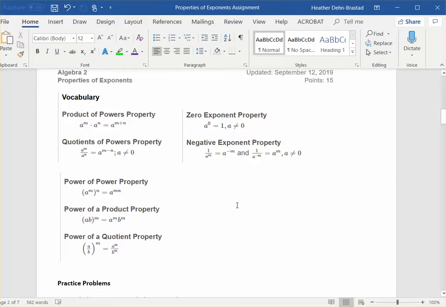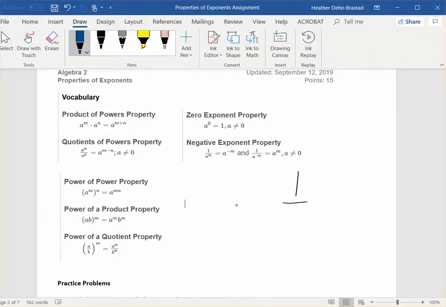The negative exponent property says that if you have a power in the denominator, then you can change the sign of the exponent and then bring the base up. So if you have, I'll just do a quick example, 1 over 3 to the 5th, that's the same as 3 to the negative 5th. So if you change the sign of the exponent, then you can bring it up to the numerator. Also, if it was a negative exponent in the denominator, when you bring it up, it will become positive.